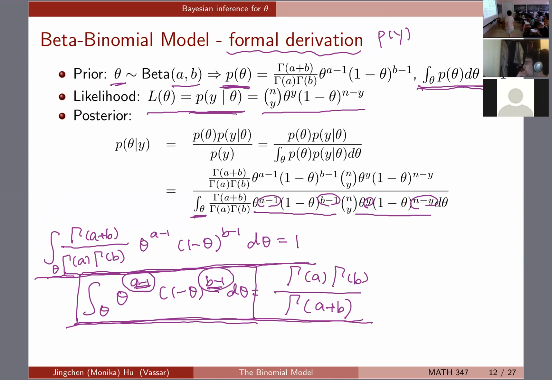So once you have done that, you're going to have a combination of gamma functions over here. And then you should be able to recognize it to be a beta distribution with new A and new B. Okay? So yeah, don't worry, let's spend a few more minutes on this.